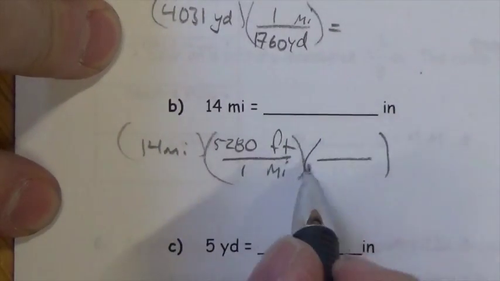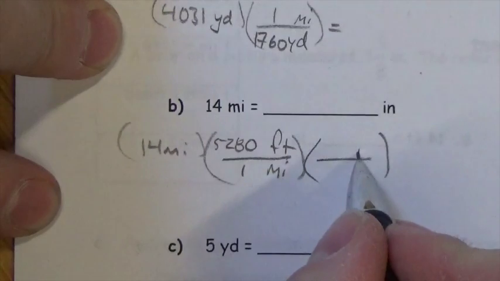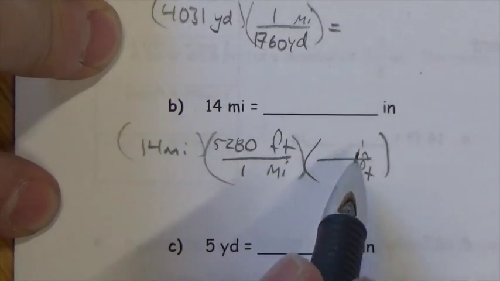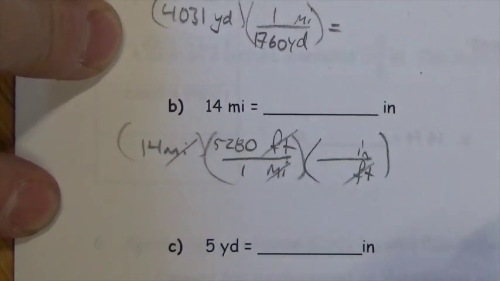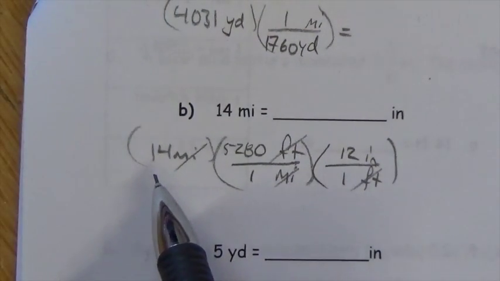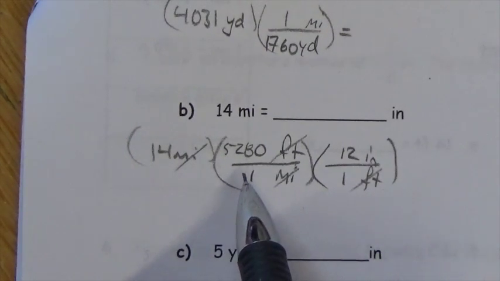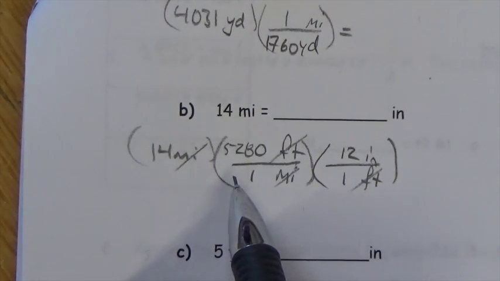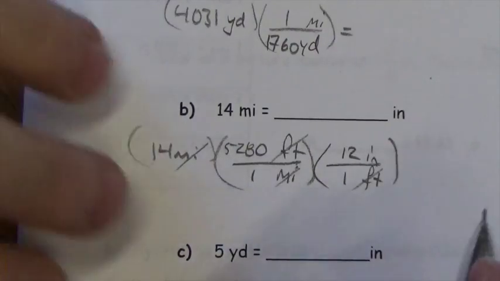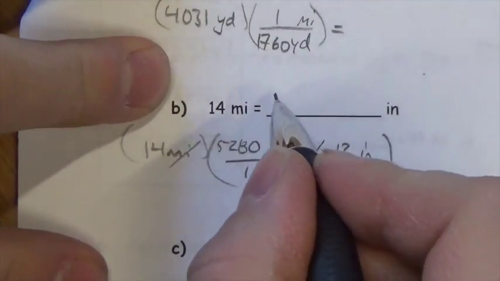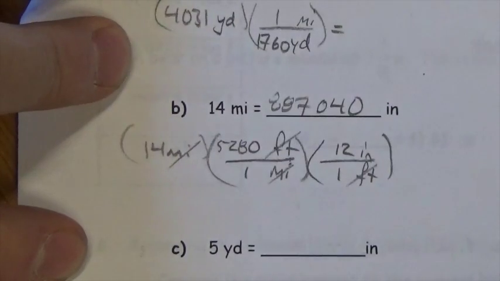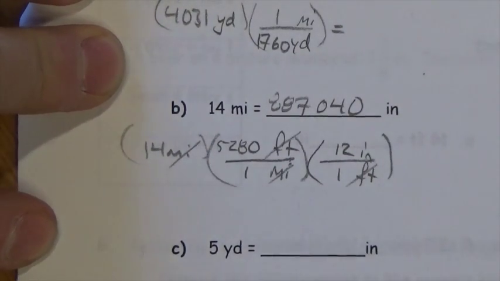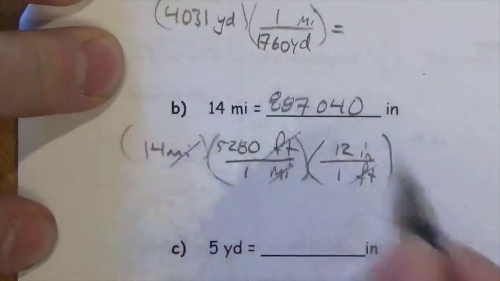But I don't want to be left with feet in the numerator. I want to be left with inches. So I'm going to multiply this by some sort of conversion factor between inches and feet. Again, I want miles to cancel. I want the feet to cancel. So all I'm left with is inches. And I know that there are 12 inches in 1 foot. So to get this conversion, I'm going to multiply 14 by 5,280, doing this on the calculator while I say it, 73,920 multiplied by 12. And we get a whopping 887,040 inches. And yeah, I'm happy with that. I knew it had to get a lot bigger.